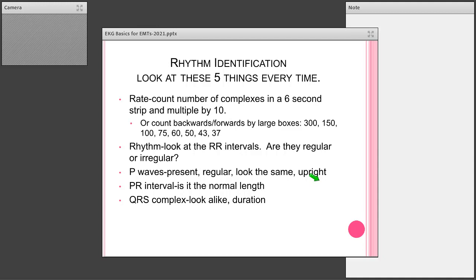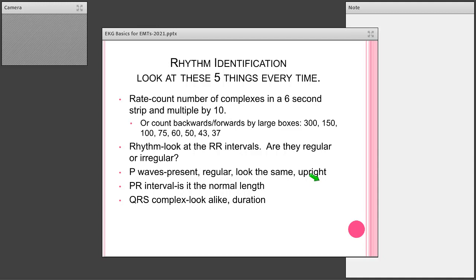And then we can dig into the 5 specific things to look for. The first is the rate. Like I said before, you can look at the 6 seconds, count how many complexes are in that 6-second strip, and then multiply by 10.